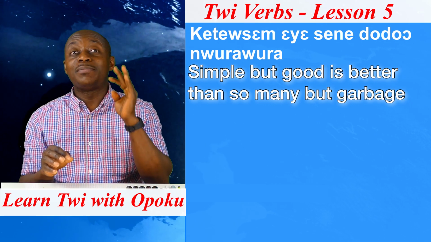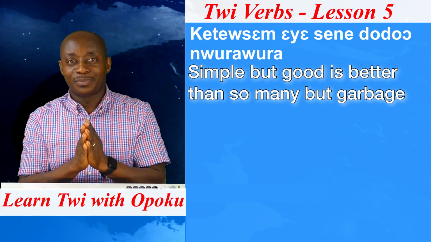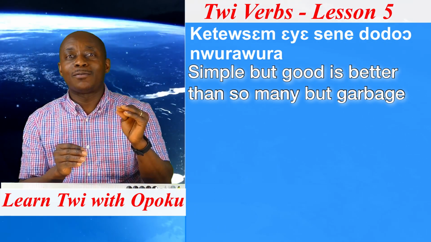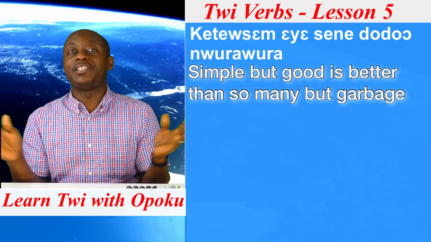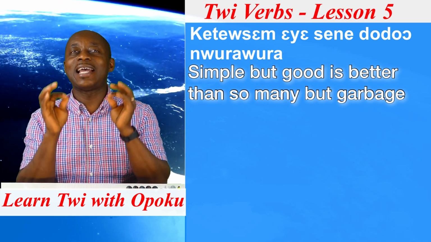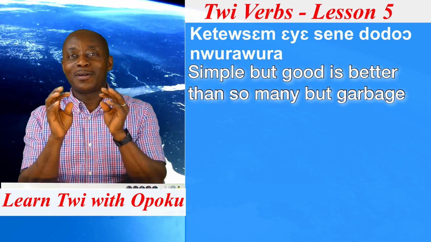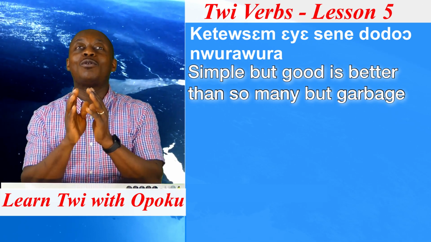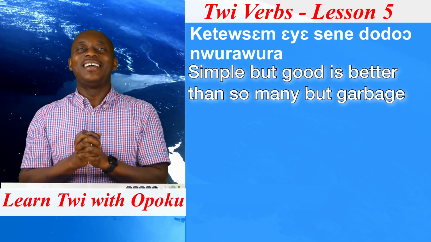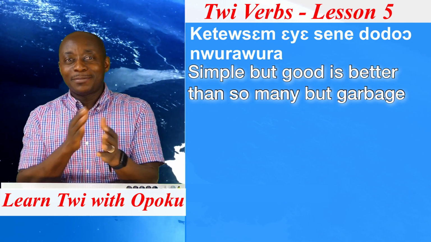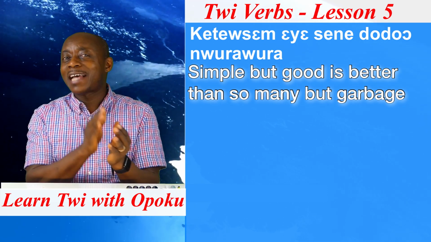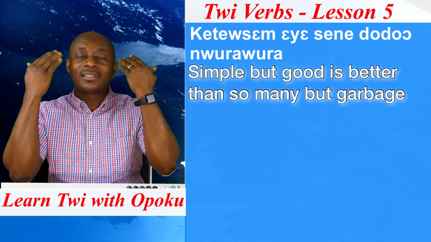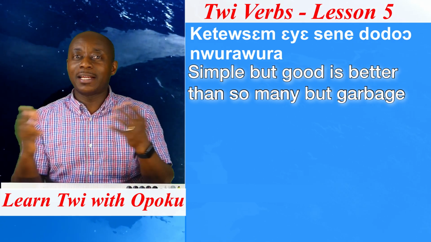When we say Ketewese, it means simple but good. Sene dodoɔ wurawura is better than what? So many but garbage. Yeah, Ketewese, sene dodoɔ wurawura. That is, simple but good is better than so many but what? Garbage. So it's better we learn the Twi verbs one at a time than to tell you so many that you cannot keep in the mind. You learn and then you forget.